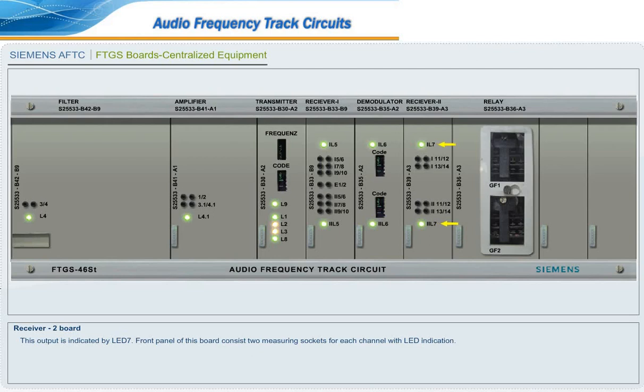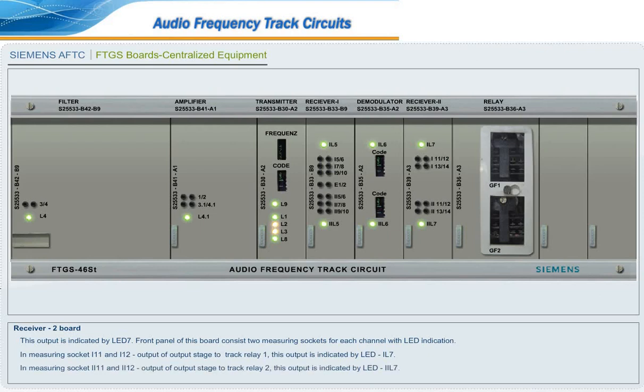Front panel of this board consists of two measuring sockets for each channel with LED indication. In measuring socket 111 and 112, output of output stage to track relay 1. This output is indicated by LED 1L. In measuring socket number 211 and 212, output of output stage to track relay 2. This output is indicated by LED 2L.